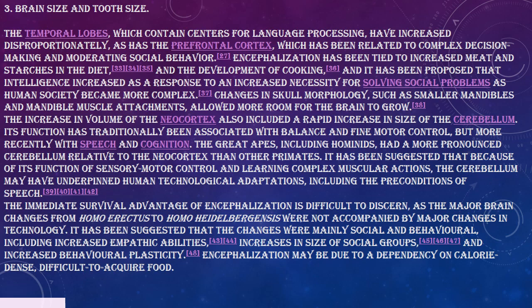The increase in volume of the neocortex also included a rapid increase in size of the cerebellum. Its function has traditionally been associated with balance and fine motor control, but more recently with speech and cognition. The great apes, including hominids, had a more pronounced cerebellum relative to the neocortex than other primates. It has been suggested that, because of its function of sensory motor control and learning complex muscular actions, the cerebellum may have underpinned human technological adaptations, including the preconditions of speech.